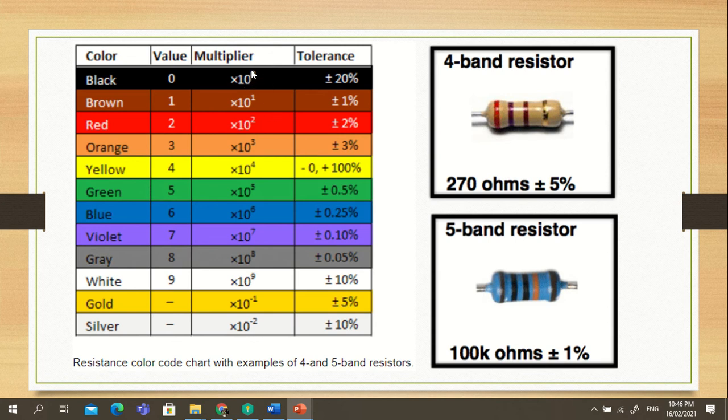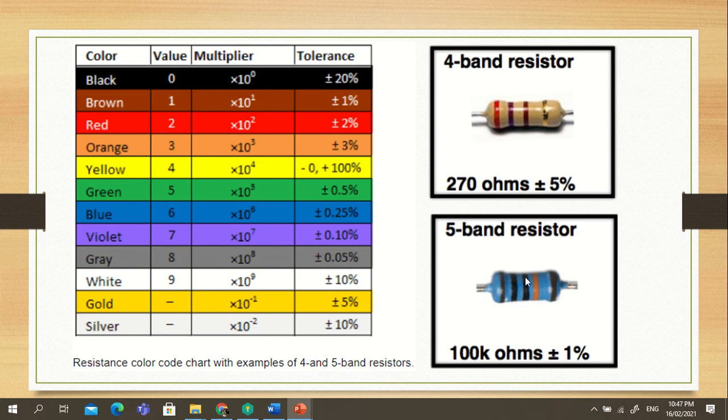Then you have times 10 to the power 0, which means 1. So this is your multiplier. Or you can say that the second number is 0, the next number is 0, so times 10 to the 0 is still 0. It means that the first number is 1 because that is brown. Then the next number is 0, which is black. And this is also black. So that is also 0.